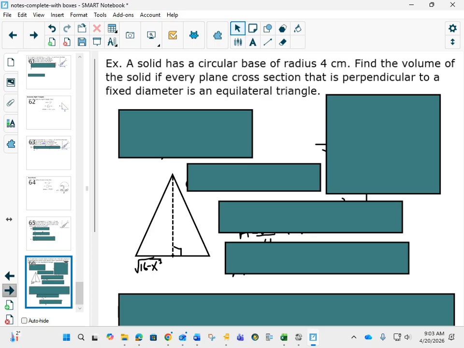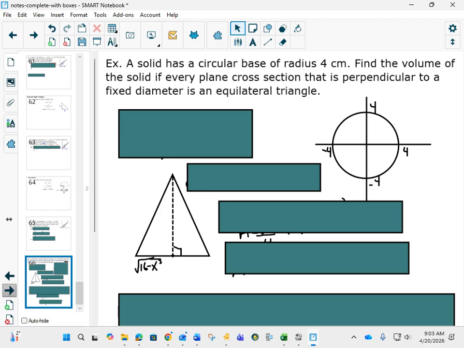A solid has a circular base of radius 4. So I put a circle with a radius of 4 on a graph. That's the base. Every plane section perpendicular to a fixed diameter is an equilateral triangle.